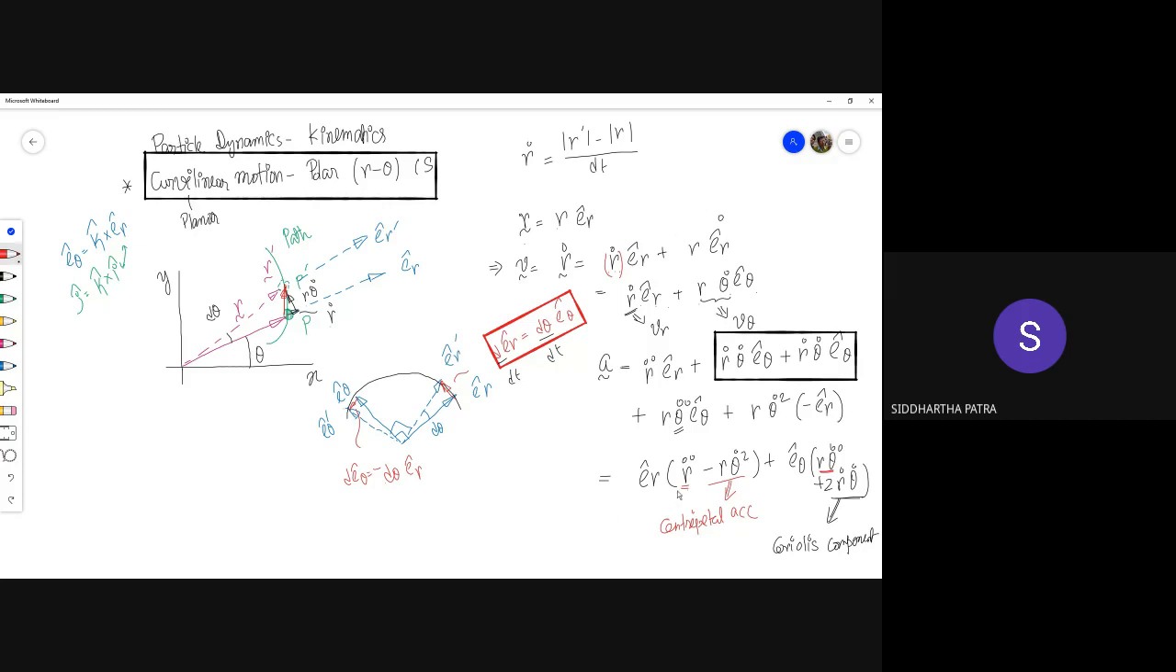Now these two terms together will be your a r er, and these two terms together would be your a theta e theta. So we'll keep all of this understanding with ourselves, and let's proceed to solving problems.